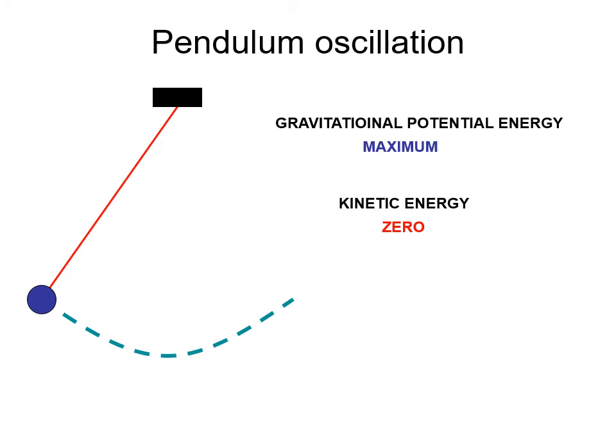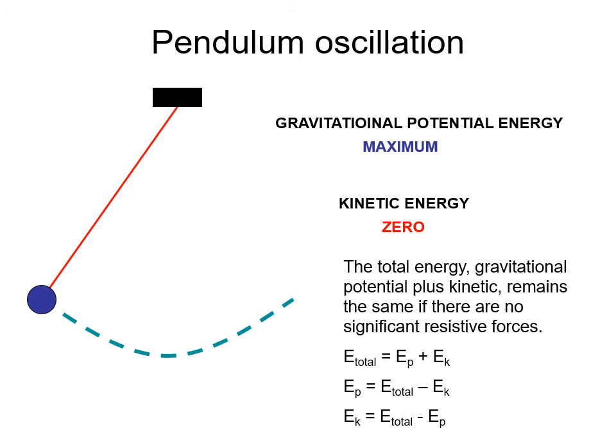And finally, it goes back to its original position. The height's increased, the gravitational potential energy is now at a maximum, and it stopped moving, so the kinetic energy is zero. But overall, the total energy, which is the gravitational potential energy plus the kinetic energy, stays the same. Energy is neither created nor destroyed, it just moves between gravitational potential energy and kinetic energy. And those are the equations there.